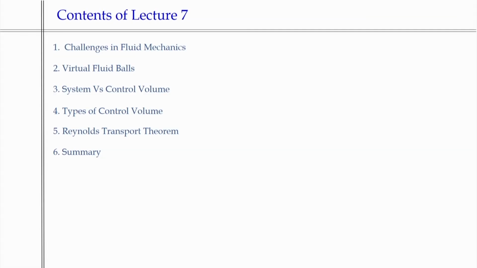I will discuss, as I have given earlier, the definitions of system and control volume. Today we will discuss in more detail the systems and the control volume. Then I will talk about the types of control volume, and we will go to the Reynolds transport theorem, which establishes the relationship between the physical equations at the system level and the physical equations at the control volume level, which is a great equation.